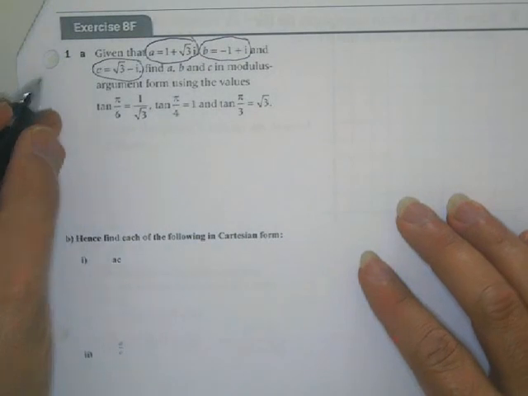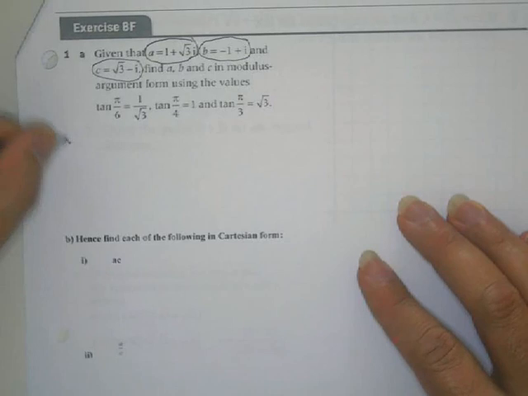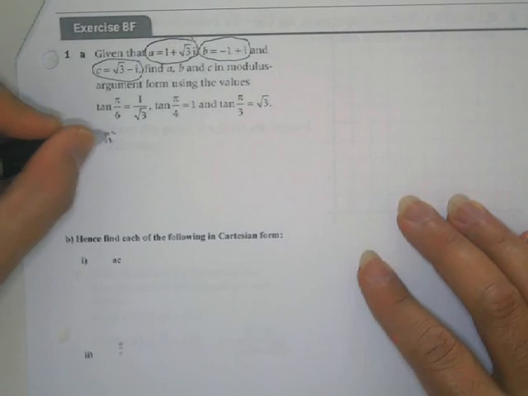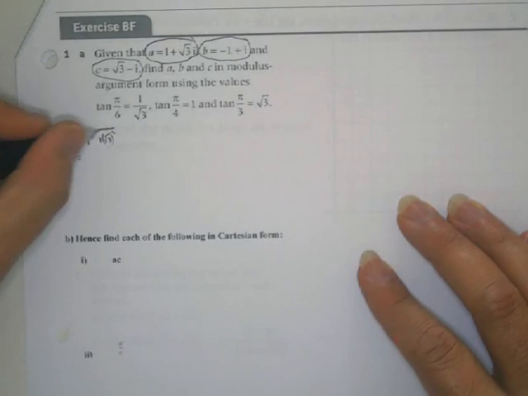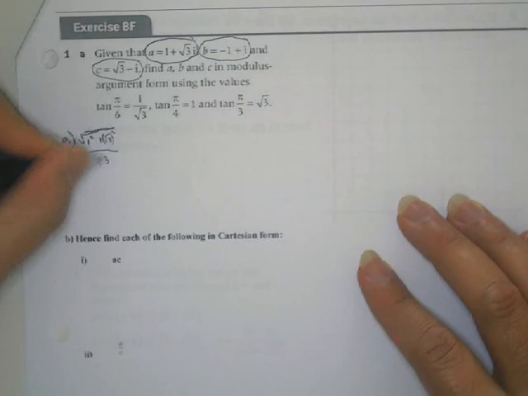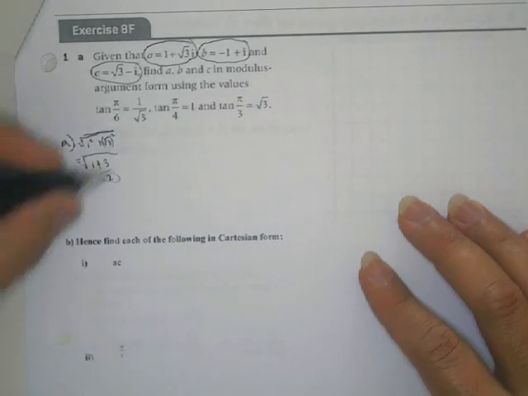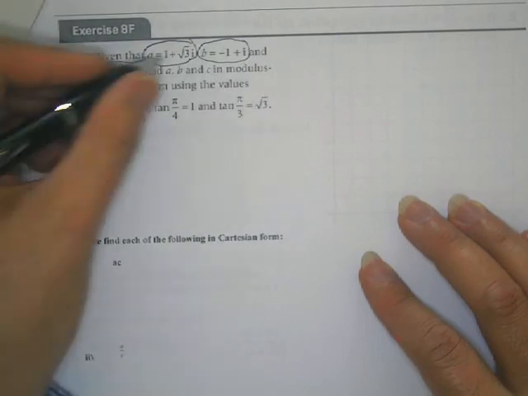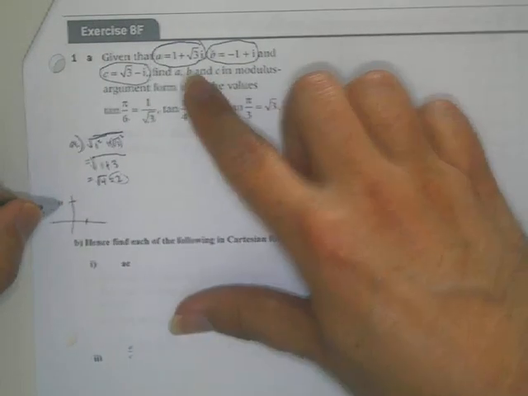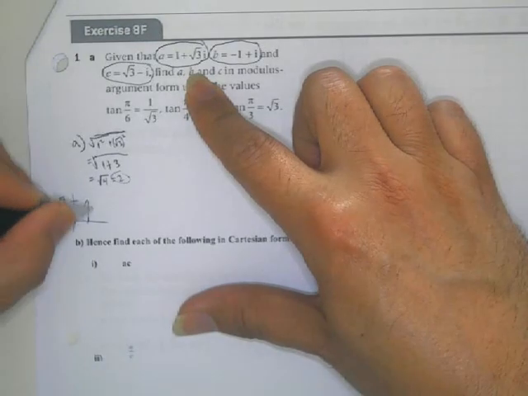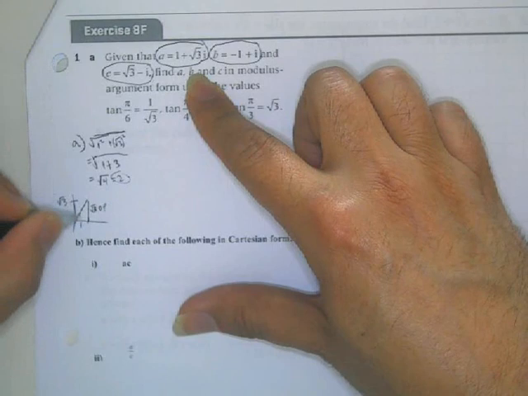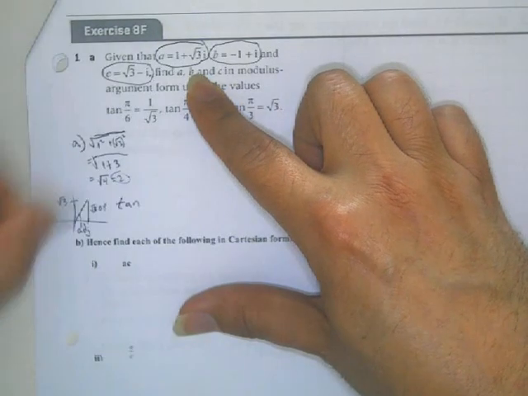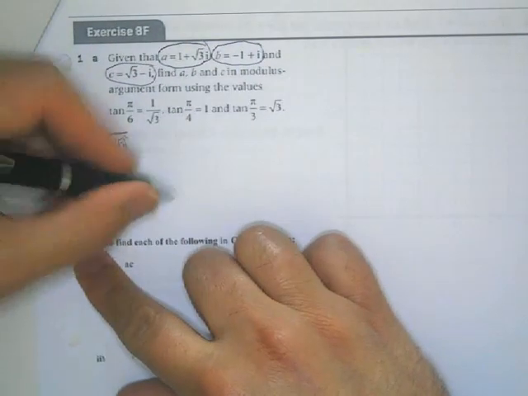So to write this in modulus argument form, first for A, we need to figure out the modulus. So we've got 1 squared plus square root of 3 squared. So that's going to give me the square root of 1 plus 3, which is the square root of 4, which is 2. So there's our modulus. And to figure out our angle, we go over 1, we go up radical 3. This is opposite, this is adjacent. So we've got tangent of our angle is equal to opposite over adjacent, square root of 3 over 1.